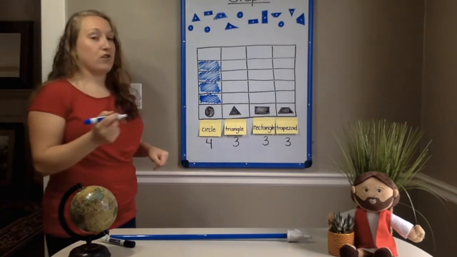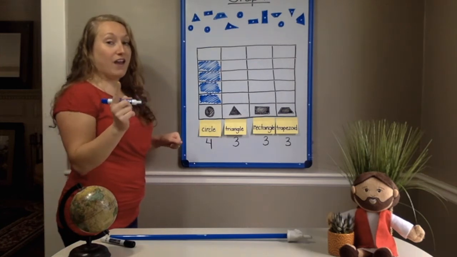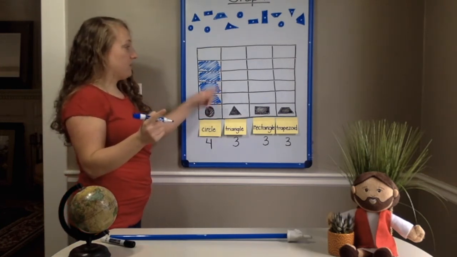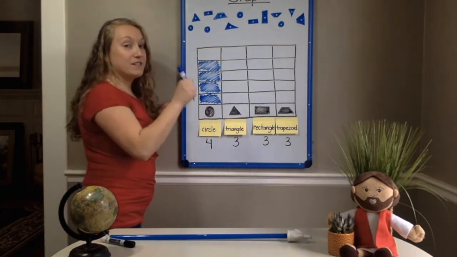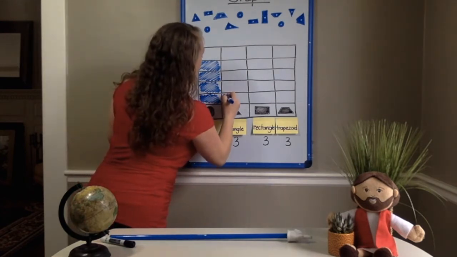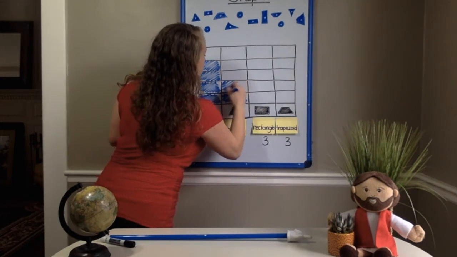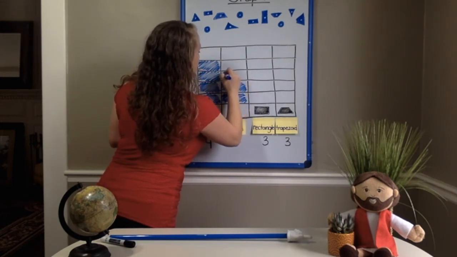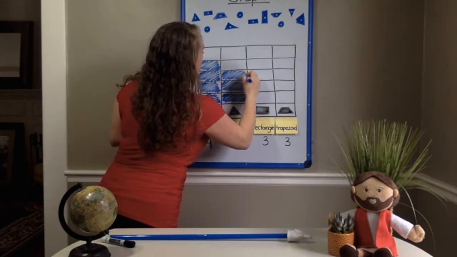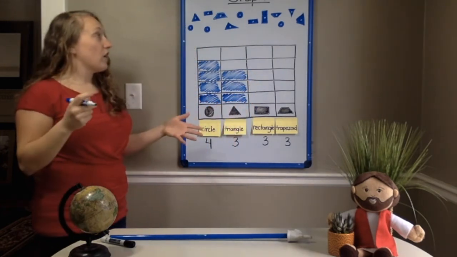I have 3 triangles. So I'm going to go ahead and color 3 of my rectangles going up. Remember, we always start at the bottom. 1, 2, 3. All right, let's look at our rectangles.